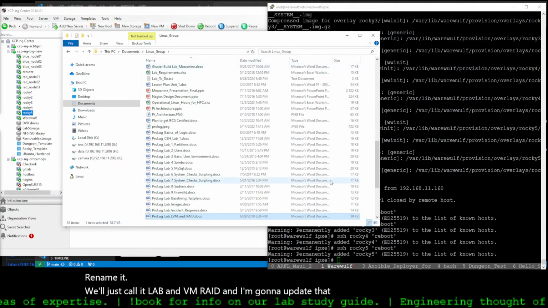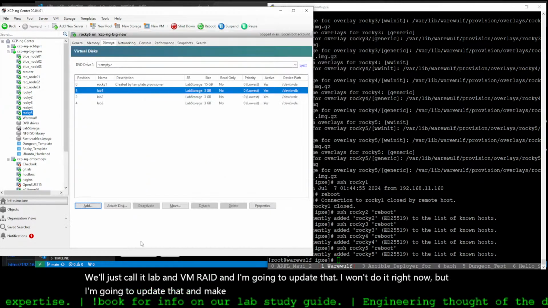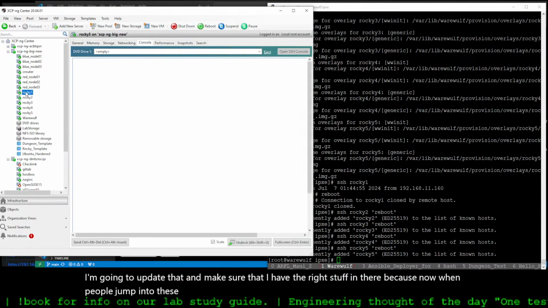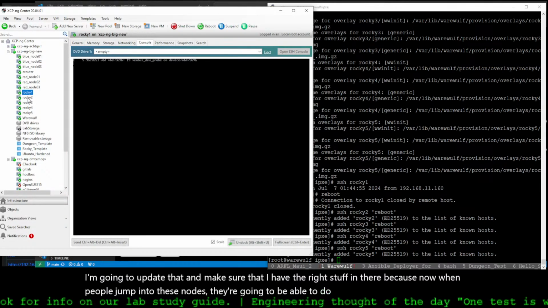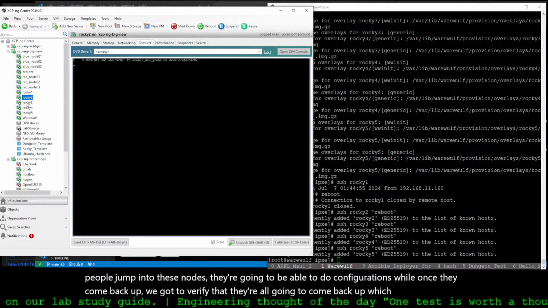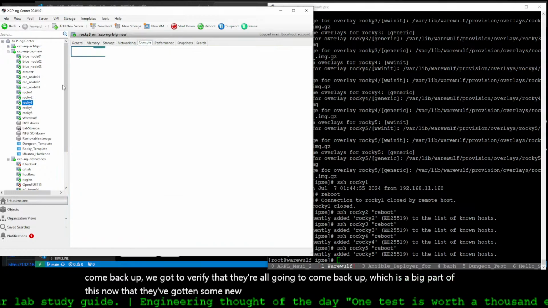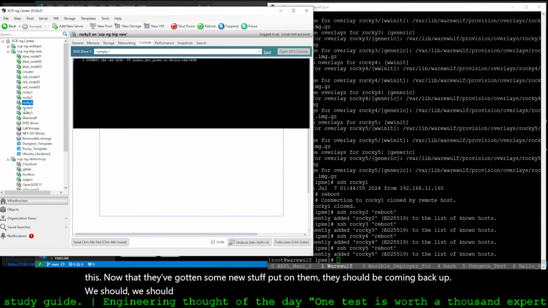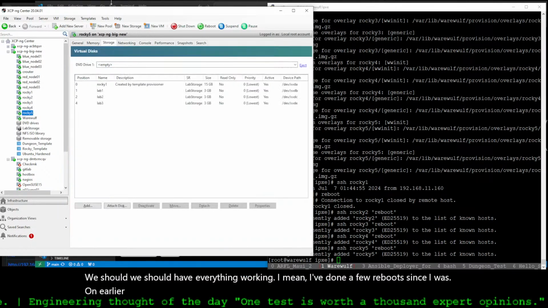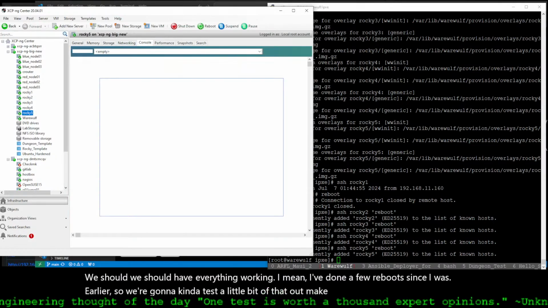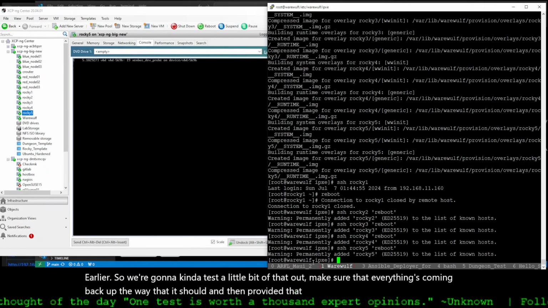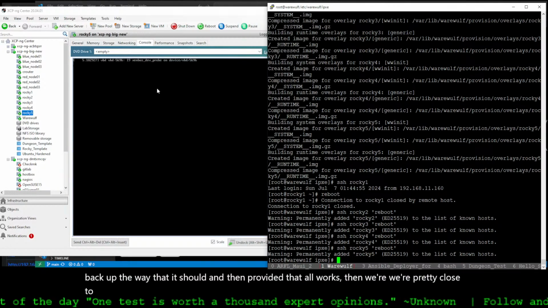I won't do it right now, but I'm going to update that and make sure that I have the right stuff in there, because now when people jump into these nodes, they're going to be able to do configurations once they come back up. We got to verify that they're all going to come back up, which is a big part of this. Now that they've gotten some new stuff put on them, they should be coming back up. We should have everything working. I've done a few reboots since I was last on earlier, so we're gonna test a little bit of that out, make sure that everything's coming back up the way that it should. And then, provided that all works, we're pretty close to having a pretty good lab environment.